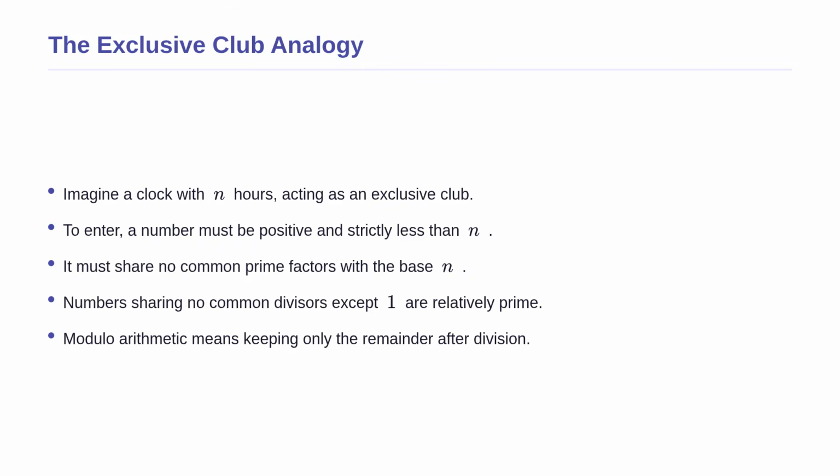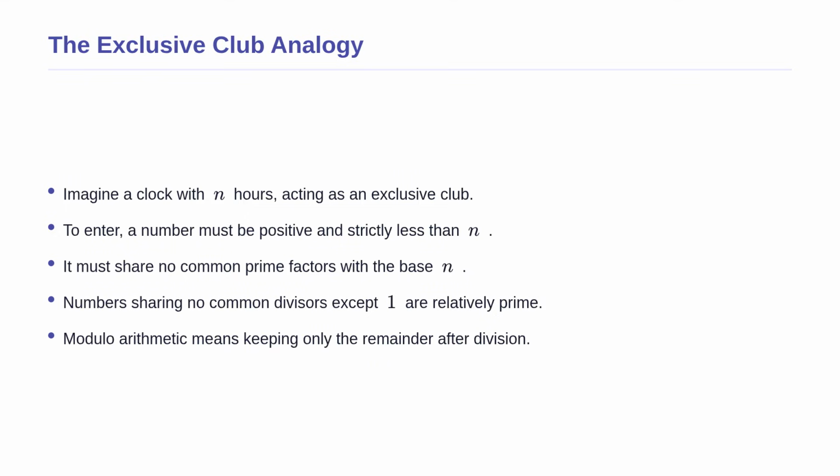Imagine a special clock with n hours on it. But this clock represents a strict exclusive club. The bouncer at the door is the number n. To get into this club, a number must be positive and smaller than n. But there is a stricter rule. The number must share absolutely no common building blocks or prime factors with the bouncer n. In mathematics, when two numbers share no common positive divisors other than the number 1, we call them relatively prime or co-prime. If a number passes this test, it gets in.